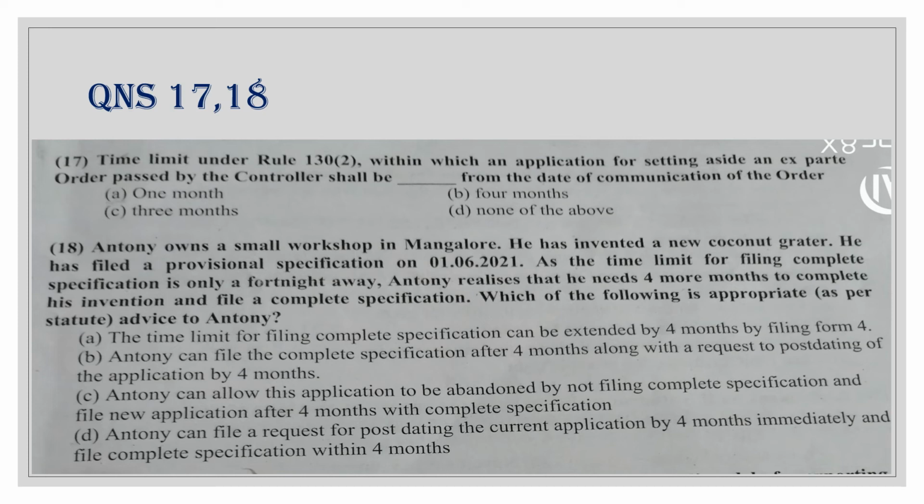As we know, friends, the time period provided to file a complete specification after filing the provisional specification is 12 months only. So keeping that in mind, if the time limit for filing the complete specification is only a fortnight away, what will Anthony do? Here Anthony can file a request for post dating the current application by 4 months immediately and file the complete specification within 4 months. So the correct option will be option D.